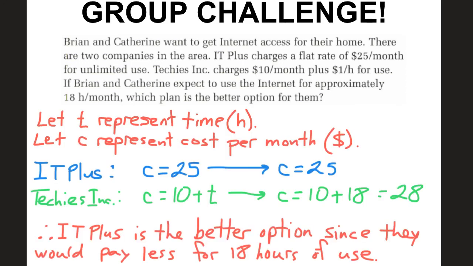So this one, I have two variables, two equations. This one you're not really needing to find the point of intersection because you're just trying to figure out which plan is the better option of using it for 18 hours per month. So if you use it for 18 hours per month, for the first company, you're still just paying $25, but for the second company, you would end up paying $28. So this company is the better option for them because they'll pay less for 18 hours of use. So that one wasn't terribly difficult once you get your equations, but now try the practice questions on your own.